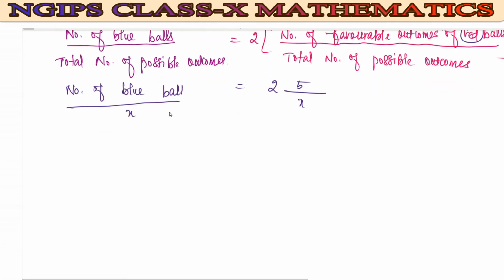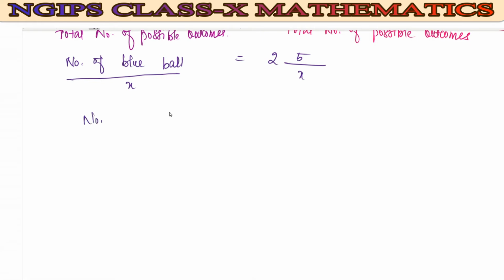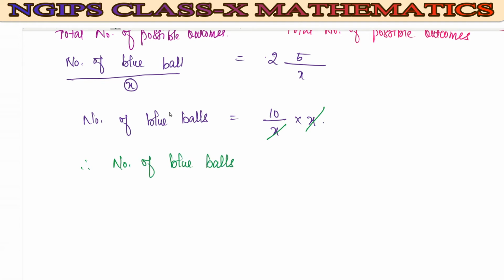So when you simplify, what you will get is number of blue balls is equal to 2 into 5. See, the term will never get cancelled because we have a variable here and a constant there. So I can multiply with the numerator, 2 fives are 10, divided by x. When you shift this division to the opposite side, it will become multiplication, so the x will get cancelled. Therefore the number of blue balls is equal to 10. Okay, next we will move to the next question.